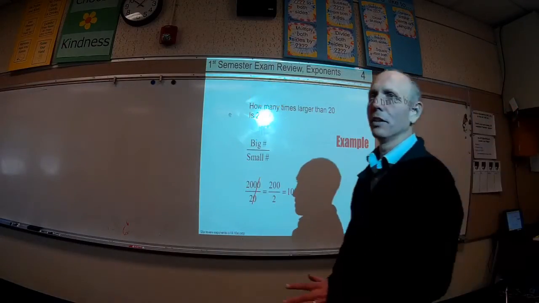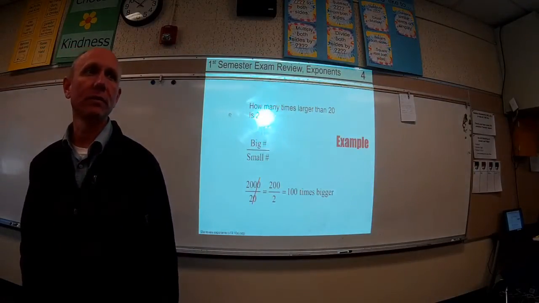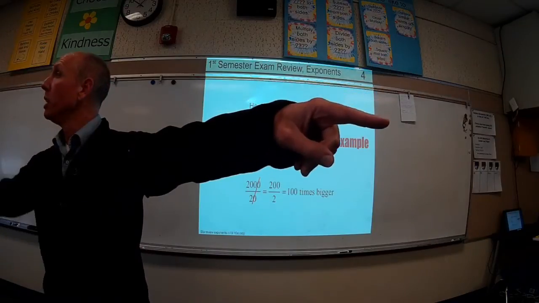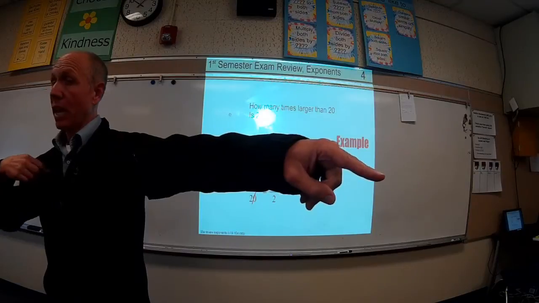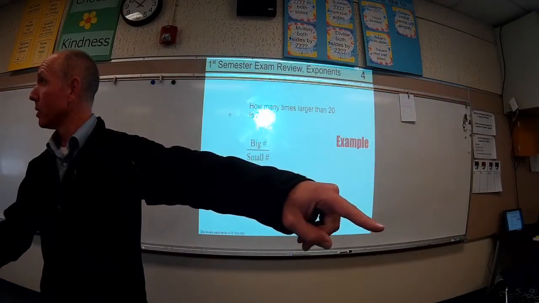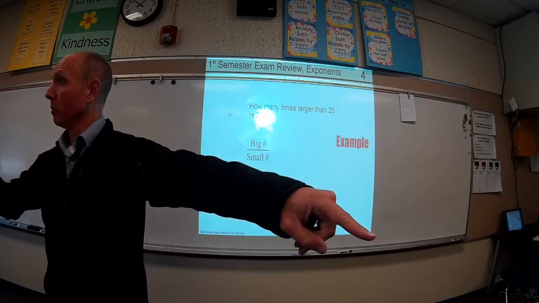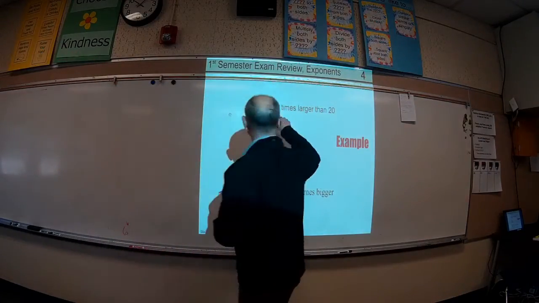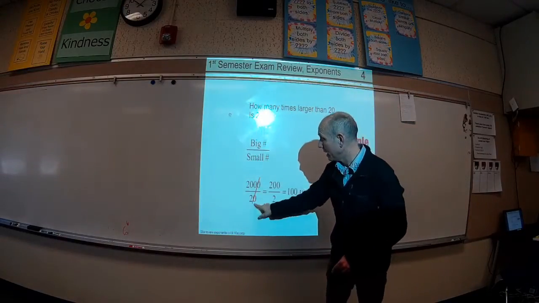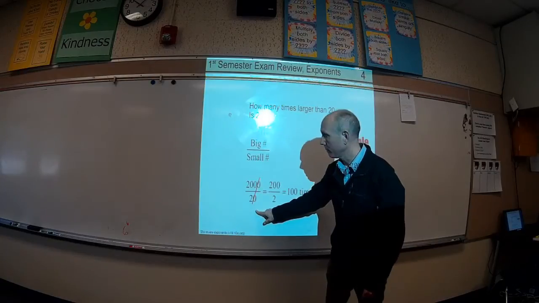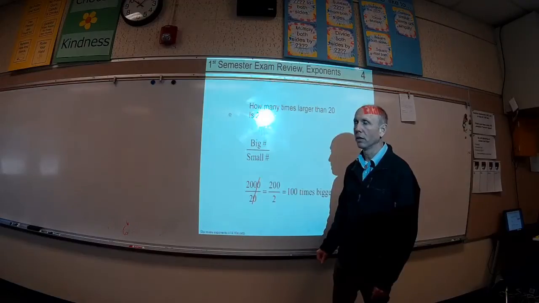Something else you learned this year. The idea of big over small. If I weigh 200 pounds and you weigh 100 pounds, I'm twice as big as you. 200 over 100. Big over small. So I take the big number, I put it over the small number. If there are some extra zeros, I can cancel them out. So this is 200 divided by 2, which is 100 pounds bigger.